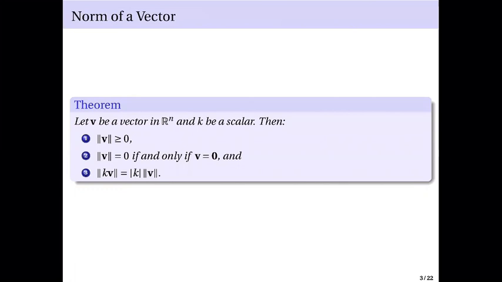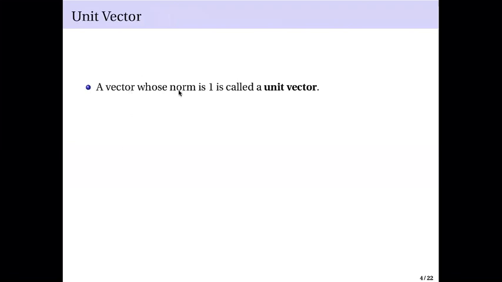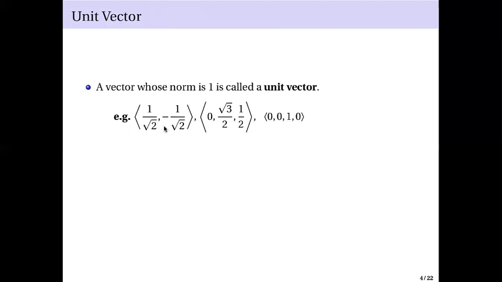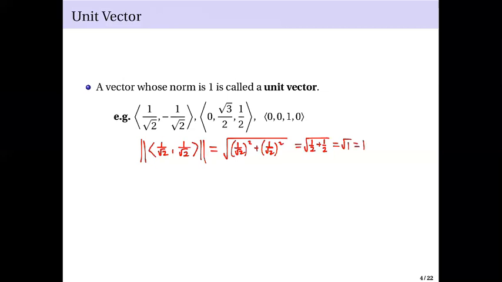Questions so far? Now, a vector whose norm is equal to 1 is called a unit vector. These vectors are all unit vectors. Why? For example, let us take the norm of (1 over square root of 2, 1 over square root of 2). This is equal to the square root of (1 over square root of 2) squared plus (1 over square root of 2) squared. You square that, that's just 1 half. So the square root of 1 half plus 1 half, which is the square root of 1, which is equal to 1.